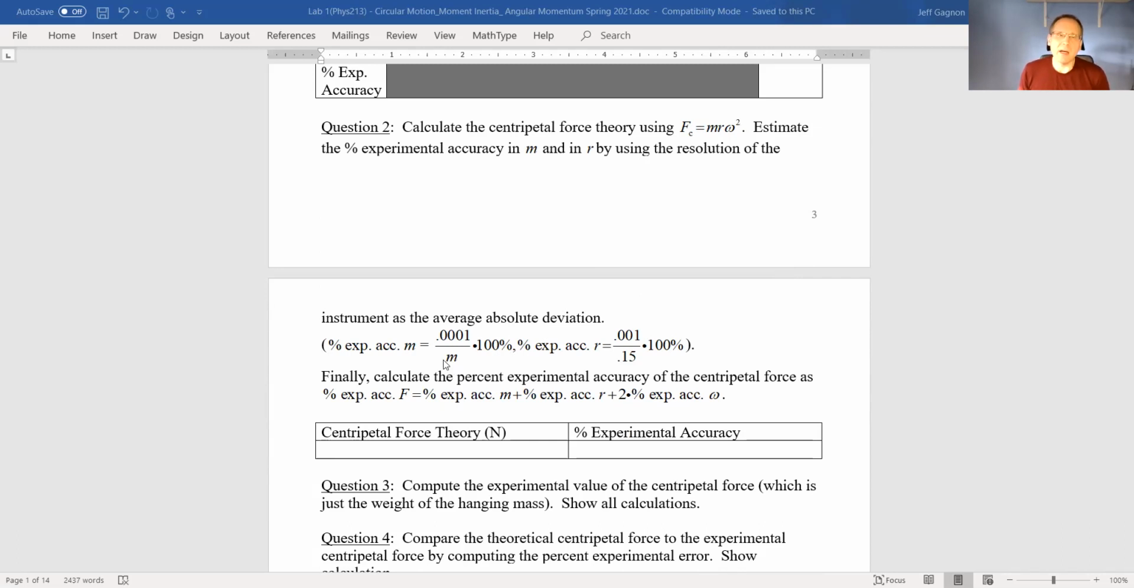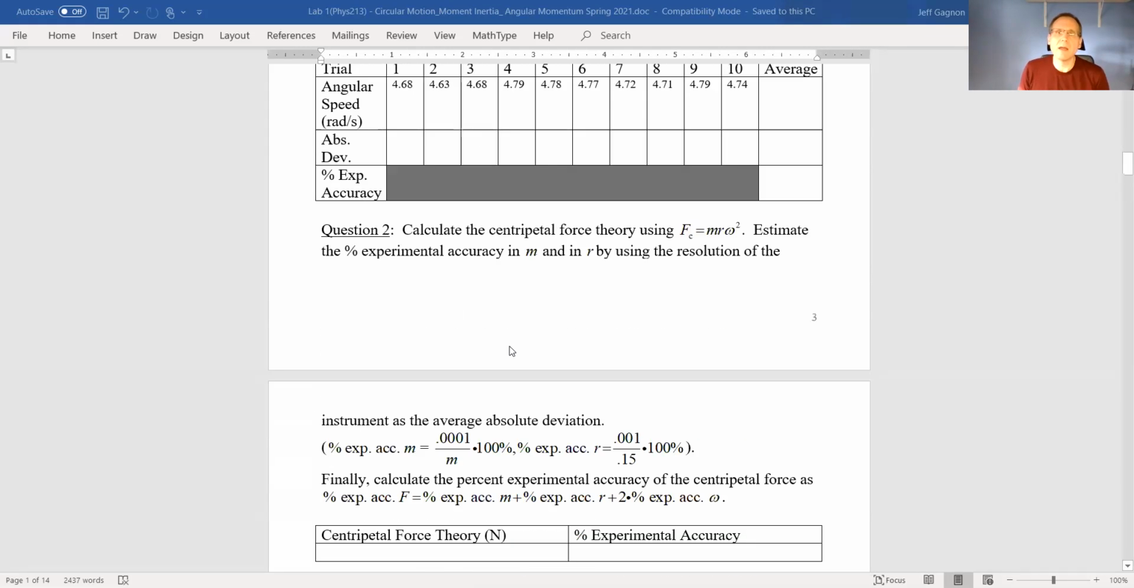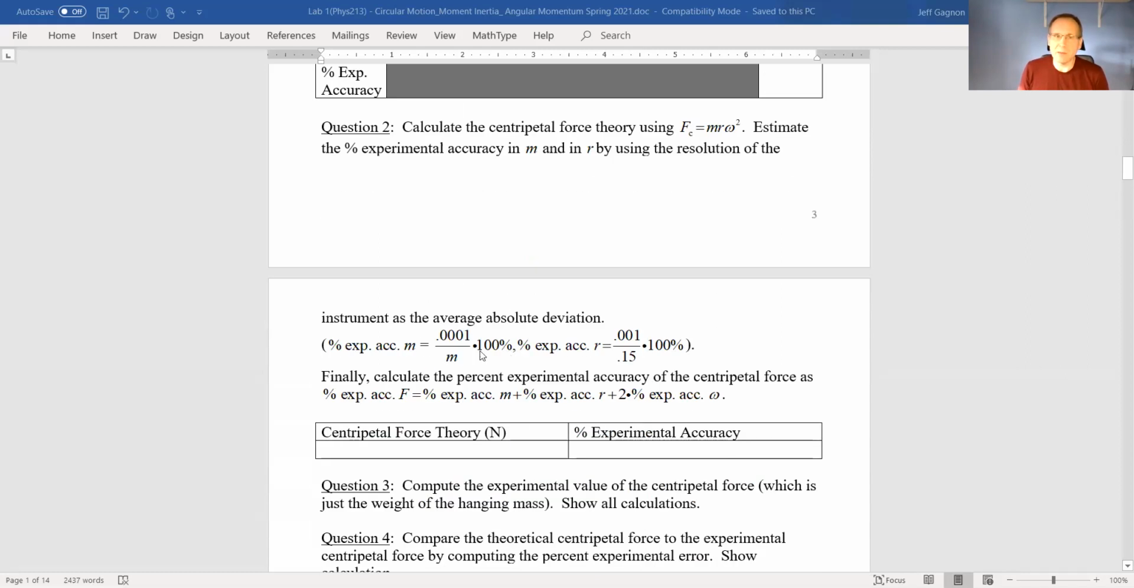So remember the scale, its resolution was 0.1 grams, which is 0.0001 kilograms. So to estimate the percent experimental accuracy for the mass, it's going to be 0.0001 divided by the mass of the hanging object, the 0.2075, times 100. So that'll be the accuracy for the mass. The accuracy for the radius is going to be 0.001, that's the accuracy of the instrument, divided by 0.15 times 100.